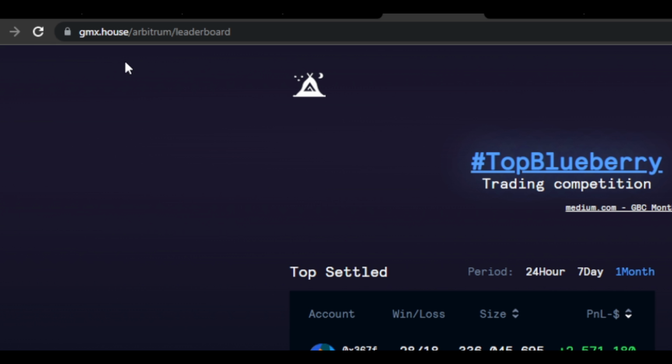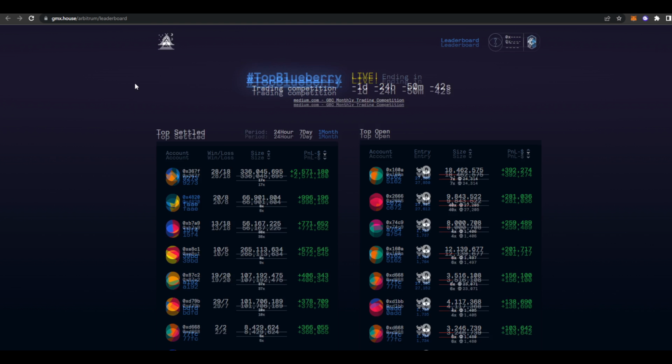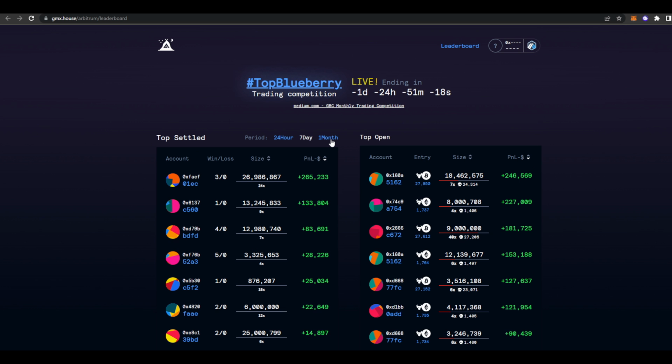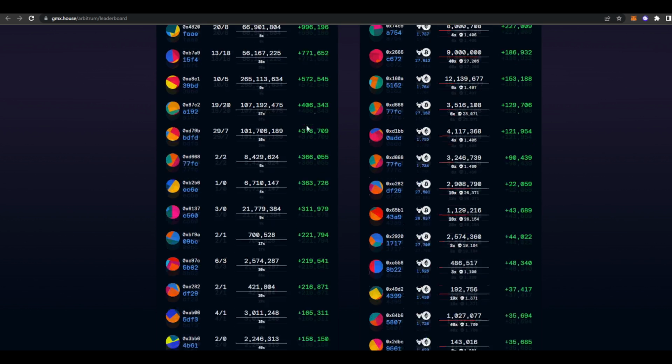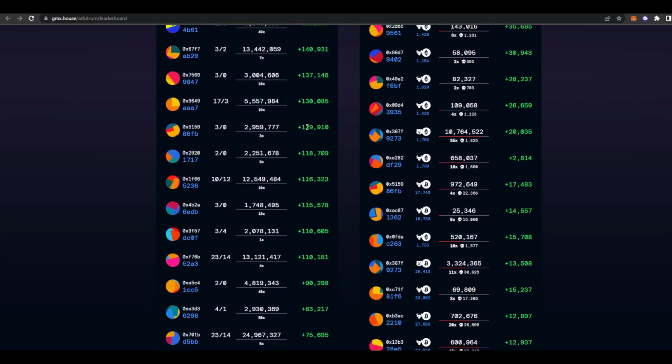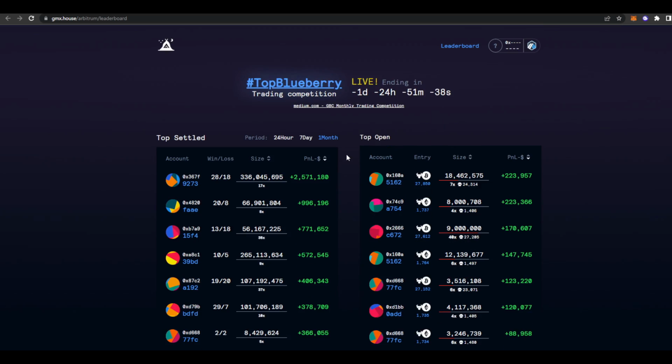So we have gmx.house. So here is a leaderboard of all of the top traders. So if I click on just the 1 month tab here, we can see that one guy's made $2.5 million in the past month. This guy's almost 1 million, and then quite a few people making a lot of money here. Now, this could be good or bad depending on who you are. If you're a trader, this is good.